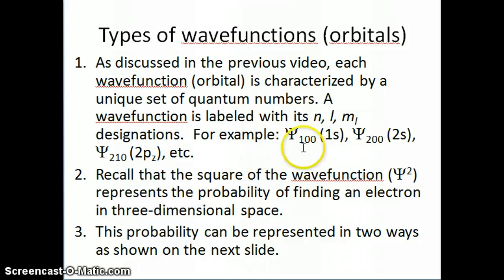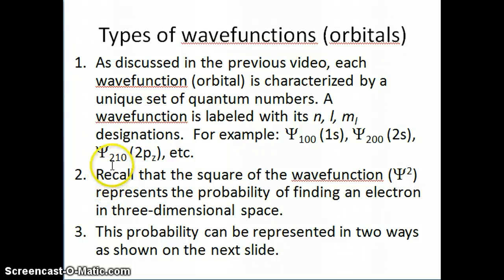So you can have both types of ways of denoting your wave function or your orbital. Again, the one that you're probably most comfortable with seeing from prior chemistry courses is this designation, which is the 1s, 2s, 2p, 2pz, 3s, 3p, 3d, and so on. But just know that you can also write those same orbitals with these symbols right here, with the wave function symbols.